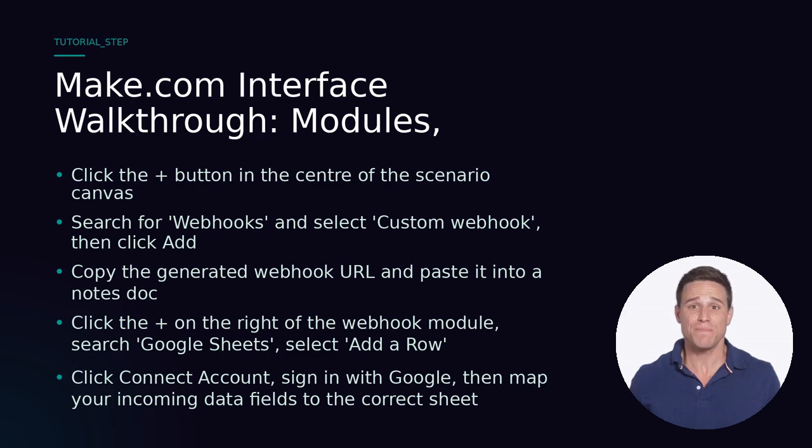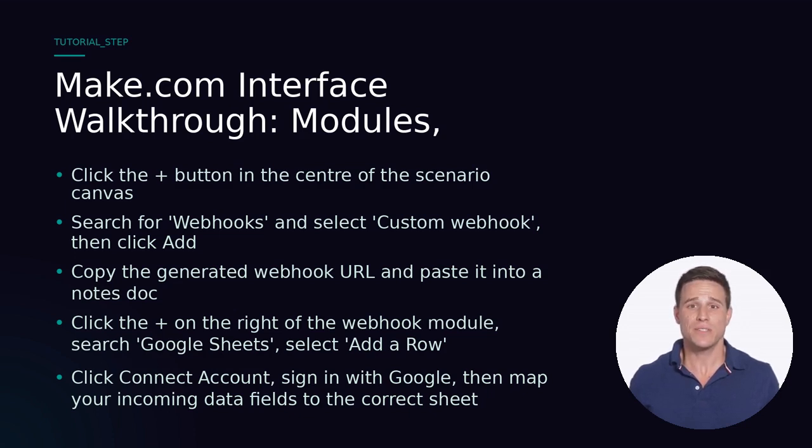Let's get into it. Right, here's the canvas. Every automation, called a scenario, is built from modules. Click the big plus in the middle to add your first one. Search webhooks and select Custom Webhook. Click Add, then copy the webhook URL. Save that somewhere. This is your trigger.